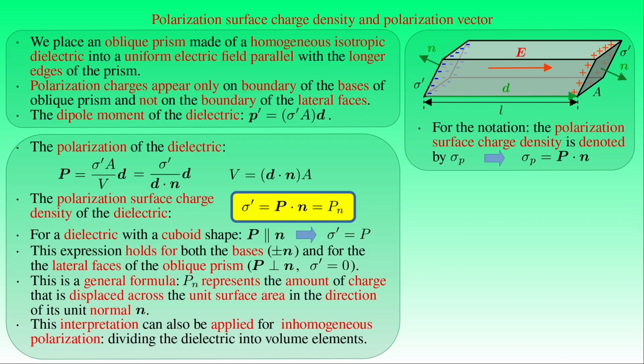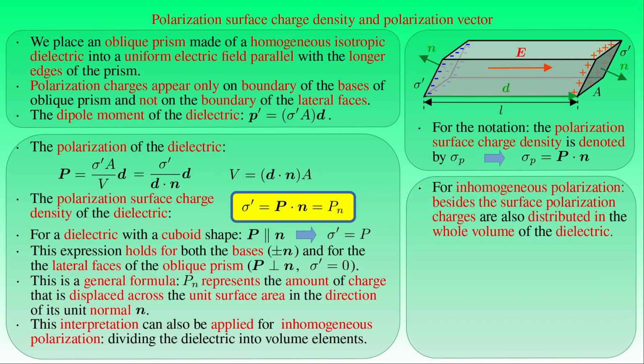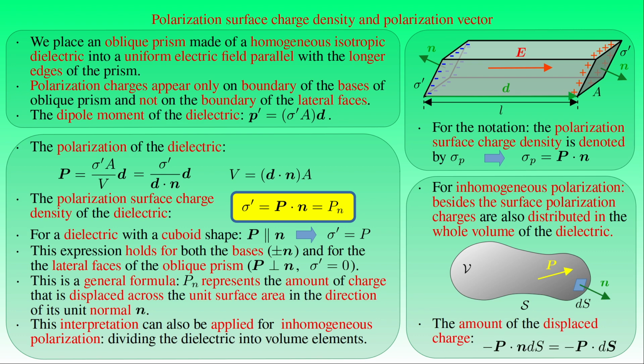In the case of inhomogeneous polarization, polarization charges appear not only on the surface of the dielectric but they are also distributed throughout the volume of the insulating material. In order to determine the density of the volume polarization charges in the dielectric, we consider an arbitrary volume V within it enclosed by the surface S. The amount of charge that is displaced across the surface element dS of the boundary surface S in the direction opposite to the outward pointing unit normal n to the surface element, is given by the negative dot product of the polarization P and the unit normal n, times the surface area dS.